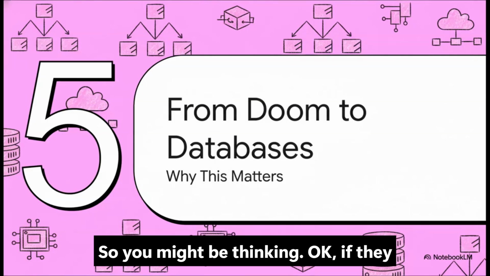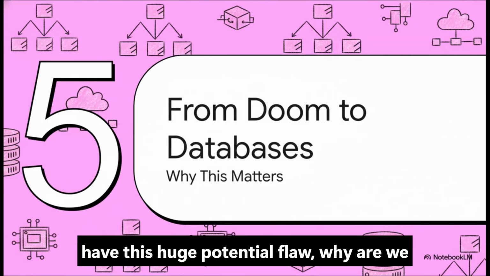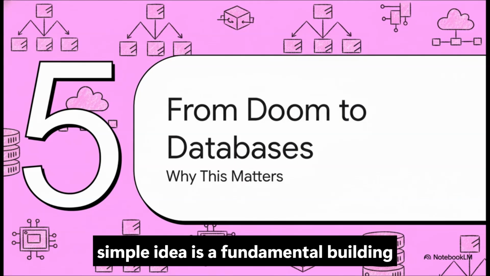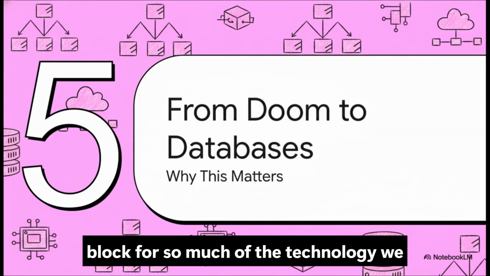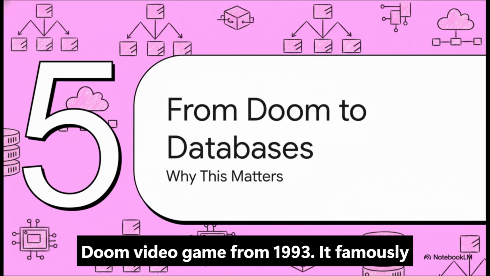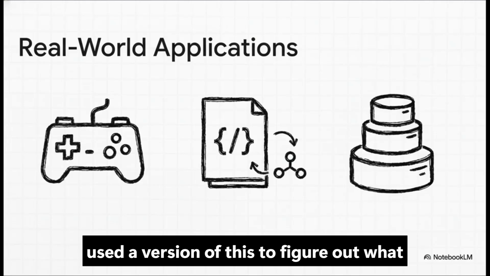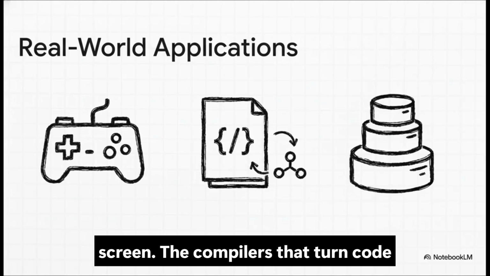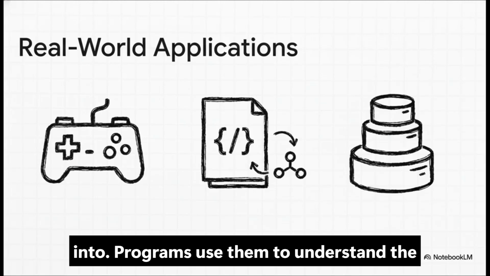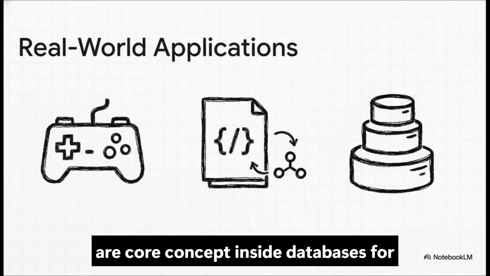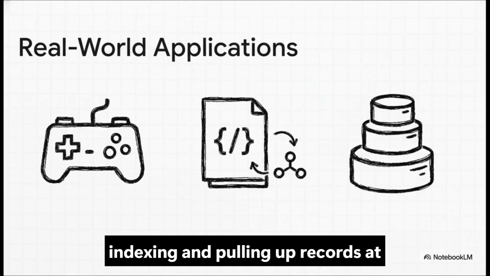So you might be thinking, okay, if they have this huge potential flaw, why are we even talking about them? Because this simple idea is a fundamental building block for so much of the technology we use every single day. Yeah, the original Doom video game from 1993? It famously used a version of this to figure out what parts of the world to even draw on your screen. The compilers that turn code into programs use them to understand the logic. And maybe most importantly, they are a core concept inside databases for indexing and pulling up records at incredible speeds.